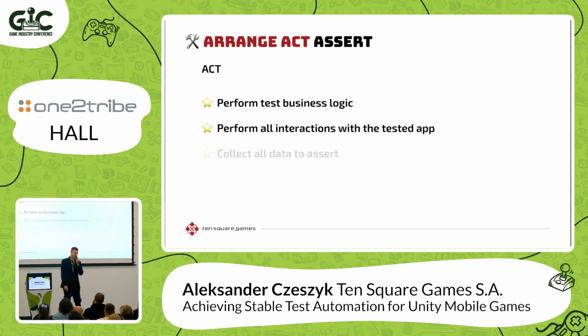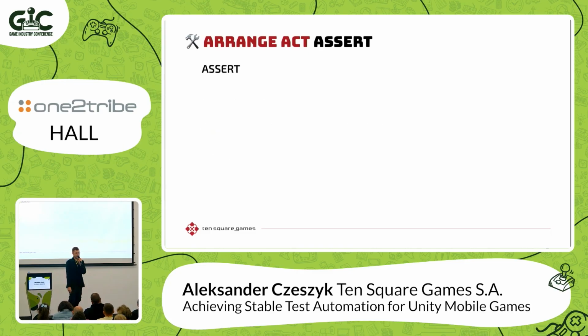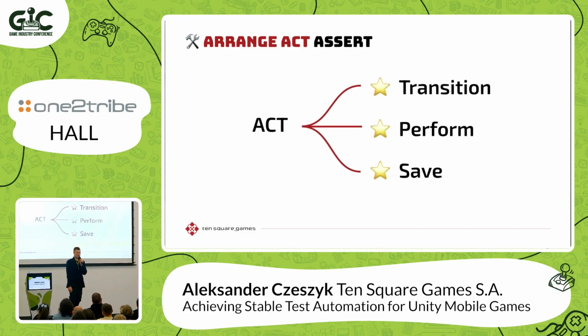The act part is the meat of the test, I would say. It does all the interactions with the game that should be done, and collects all data to assert, while the assert part merely asserts everything that the test has collected. And when I was working with this pattern, I came up with this idea to divide this act part into those 3 main commands.